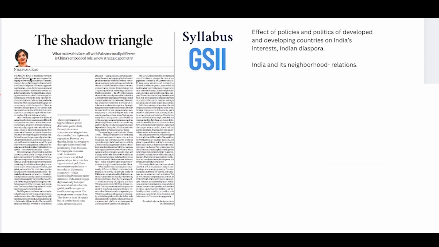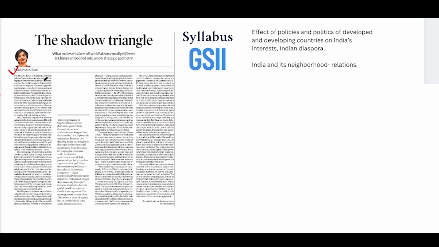The next article is written by a very prominent person, Nirupama Rao, who was the foreign secretary of our country, and then she retired to lead a very important think tank located in the US. And she examines a significant transformation in India's security environment, a development that moves the India-Pakistan conflict beyond the traditional binary and into a strategic triangle involving China and the United States.